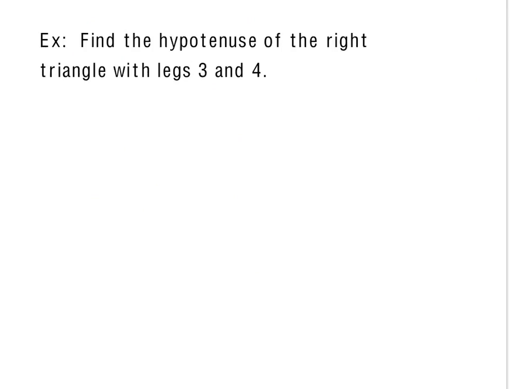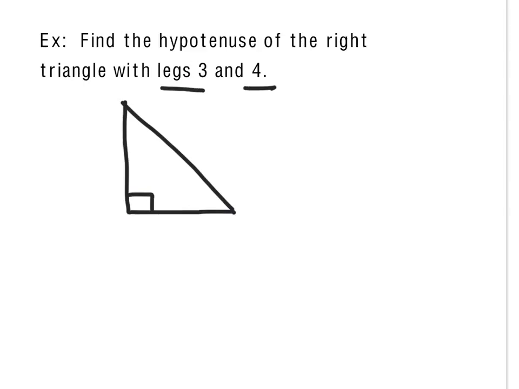All right, we've got our first problem here. Find the hypotenuse of the right triangle with legs 3 and 4. The first thing, you've got to draw a picture. So here's a right triangle. We're going to have our right angle here. It says the legs are 3 and 4, so I'm going to have one side 3, one side 4, and it says find the hypotenuse.